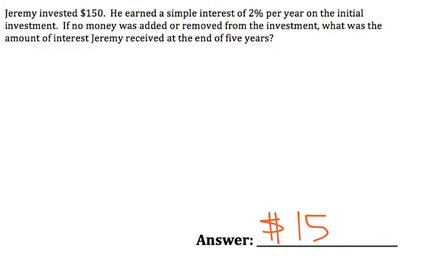Alright, this one you should definitely try on your own. Your final answer should end up being $15. That's the amount of interest Jeremy receives at the end of 5 years.